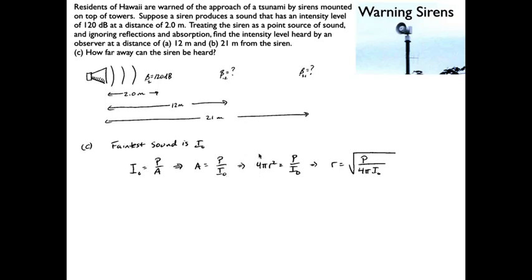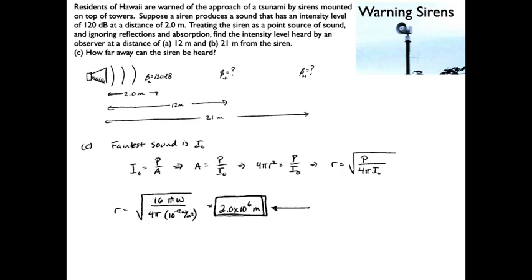The area, again, of a sphere is 4 pi r squared. We already know the power. We know the reference intensity, so we're going to solve this for radius. Radius is the square root of power over 4 pi times the reference intensity. We know the power of the speaker, that's 16 pi watts. We've got our 4 pi here. Again, it's convenient to leave pi's in because they keep canceling out. The reference intensity is 10 to the minus 12 watts per square meter. And so if you punch that all in, the radius you find is 2 times 10 to the 6 meters.